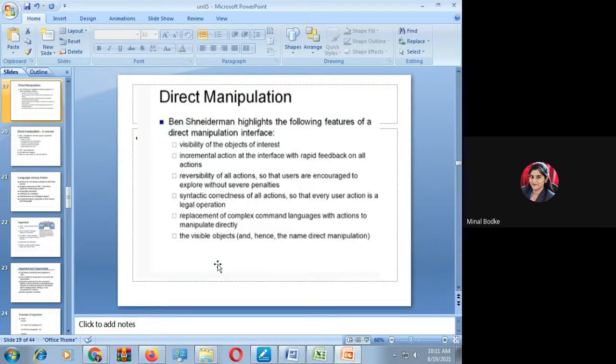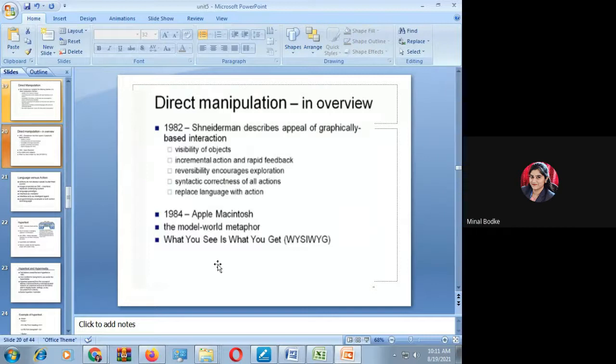Next is syntactic correctness. When you type something wrong, or your password or username is entered incorrectly, or a mail id is entered incorrectly, validation must be provided there to correct the error. All these concepts come under direct manipulation. One more concept you need to remember here, in the direct manipulation part: what you see is what you get.